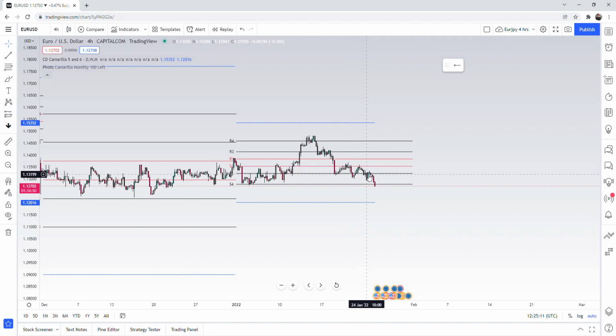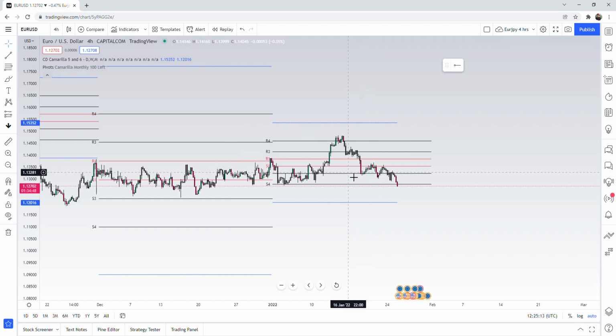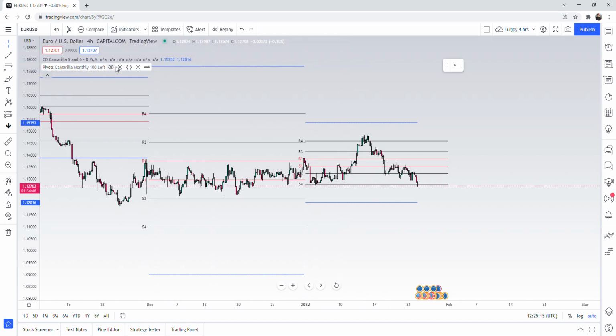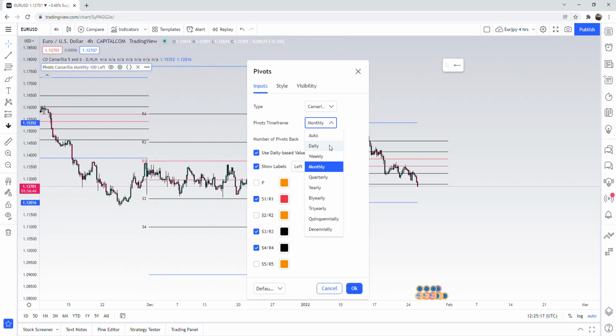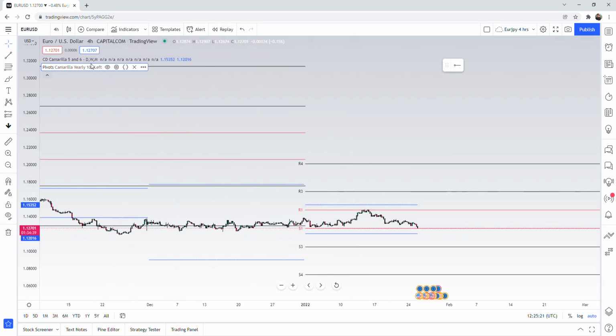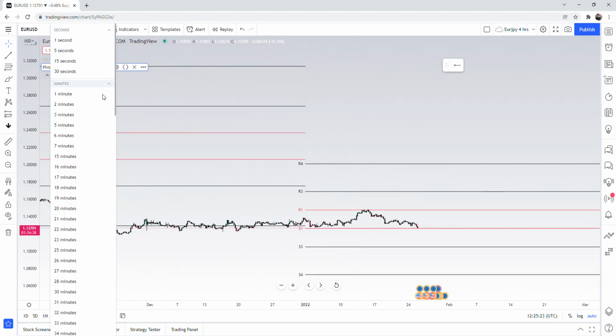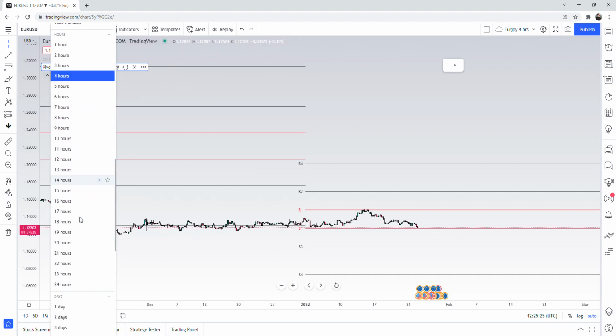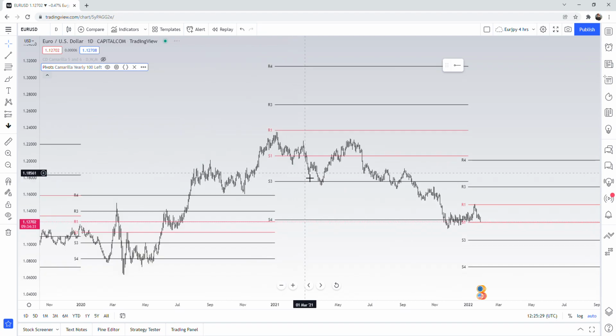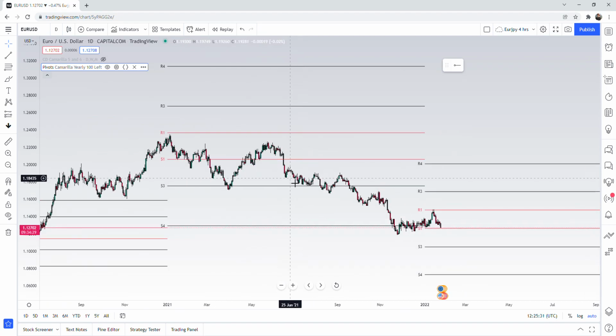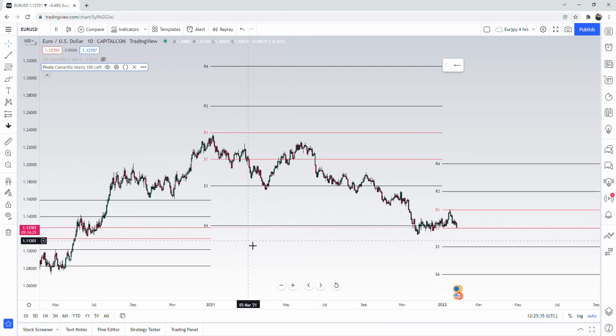But as I told you, I also use yearly Camarilla pivots. It changes for yearly, you know, you change here to yearly, and then you go to, let's say, daily or 1 day. So now you have yearly, and if you have yearly and monthly together, you know a lot. Trust me.